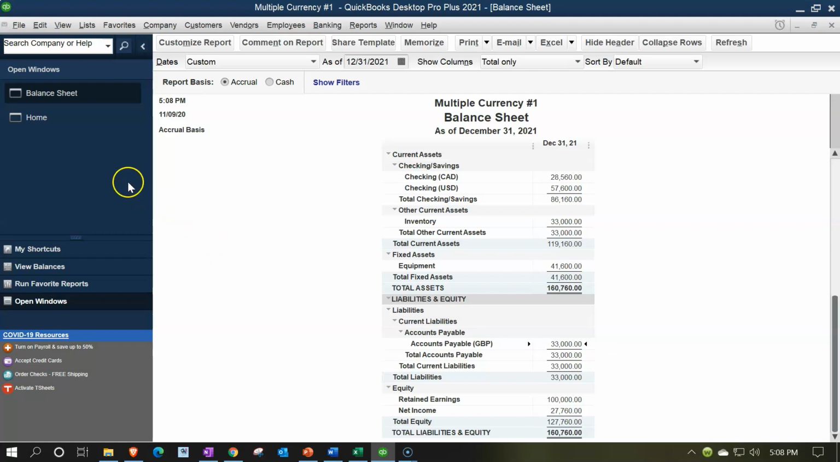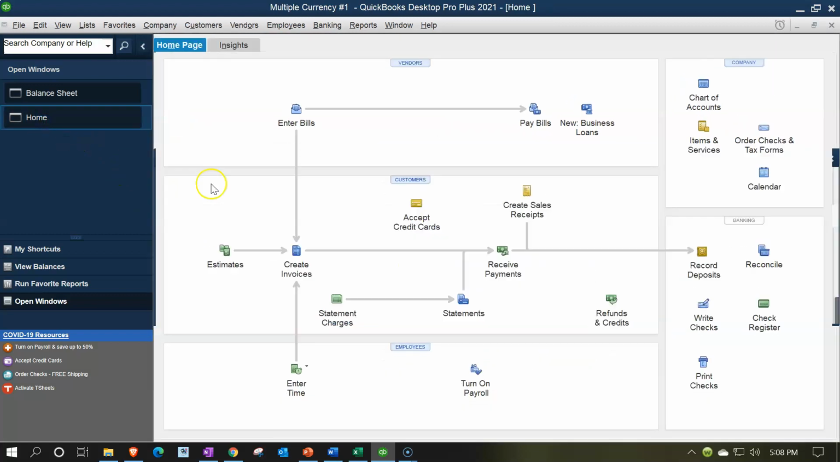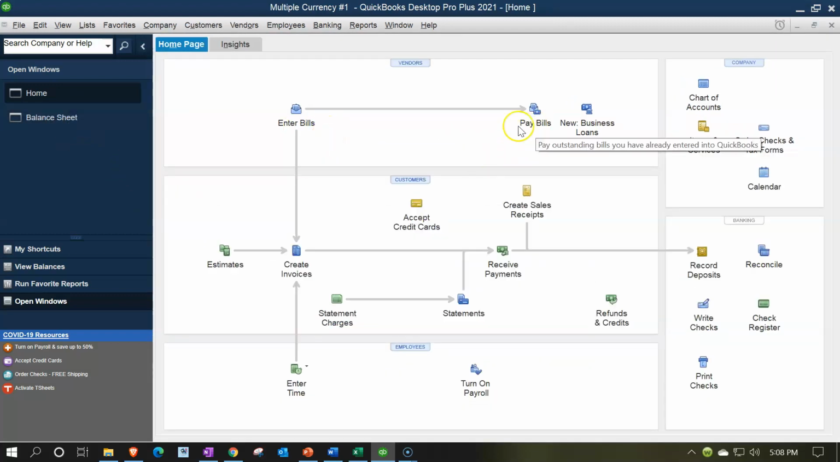Note, if I go back to the home page, remember that we have these two components with the paying of the bills. One, we enter the bills, and that's what we did last time. We entered the bill, we put it on the books using the current spot rate, and then typically we would simply pay the bill, which we could do in QuickBooks, and QuickBooks will help us to record the difference, the gain or loss at the point in time we pay the bill.